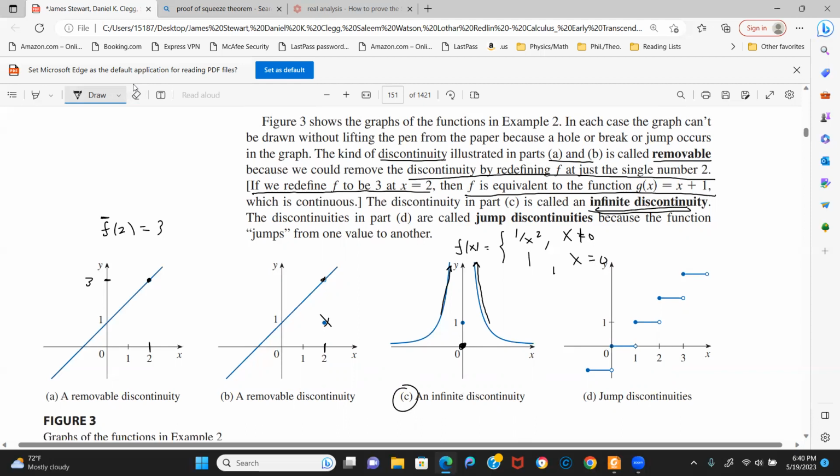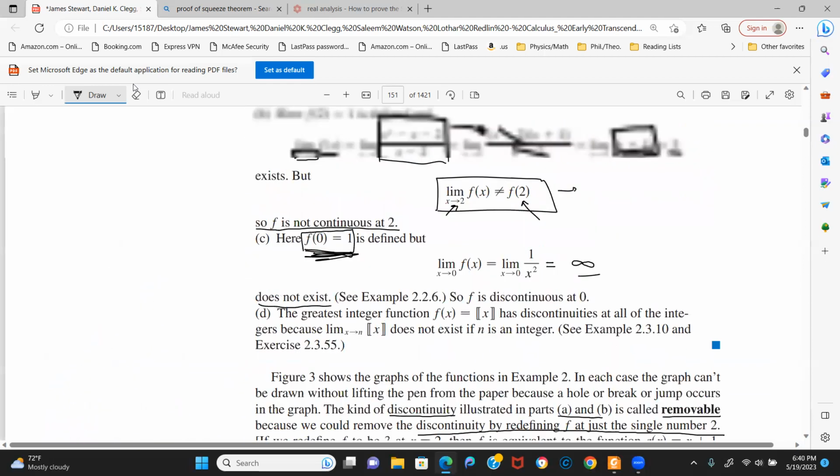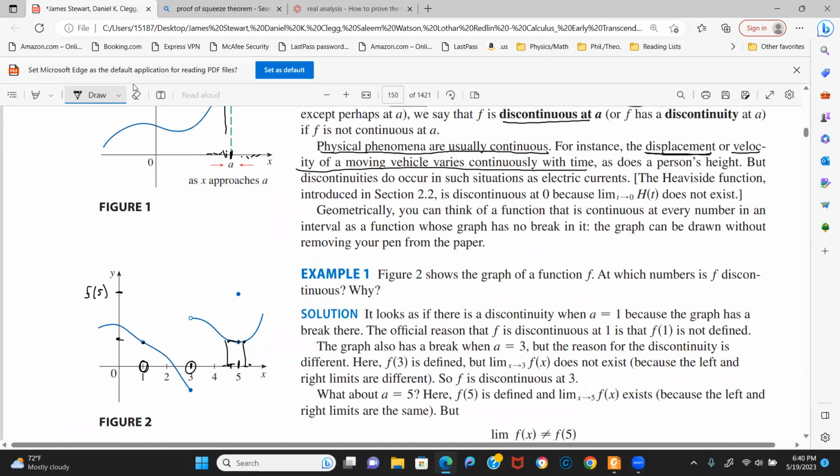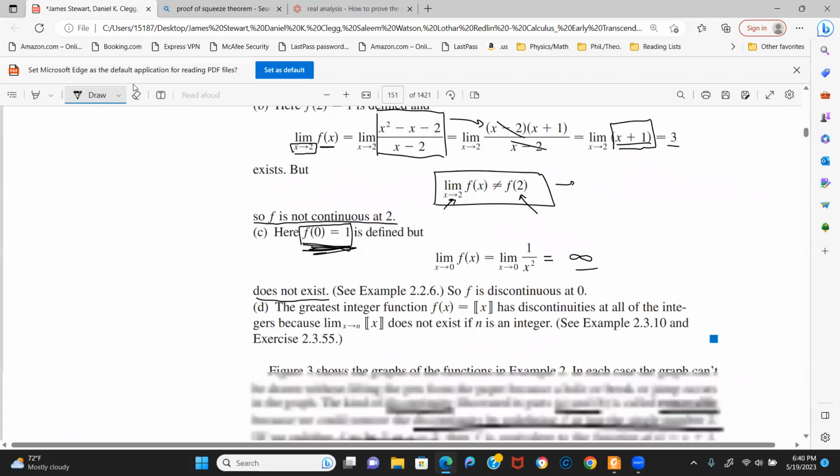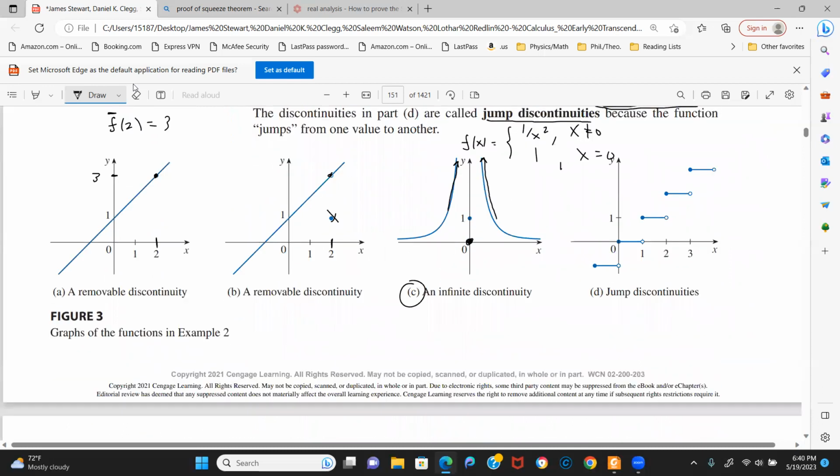And you can kind of have the same thing with this jump discontinuity also. There's no possible way to redefine this. This is the function we didn't look at, but we already saw just a jump discontinuity up here at this point 3.